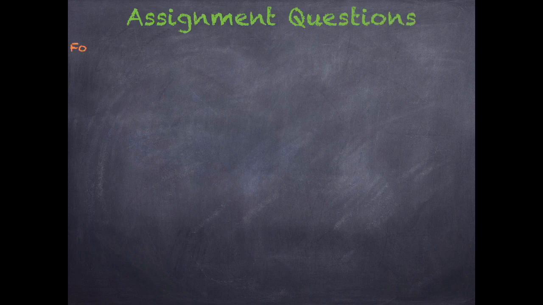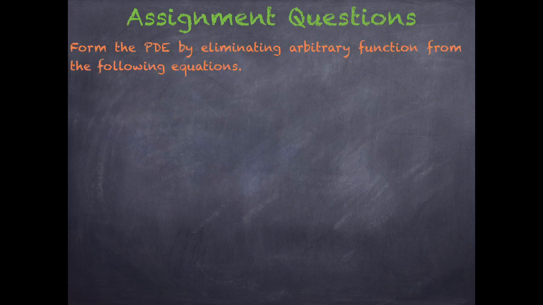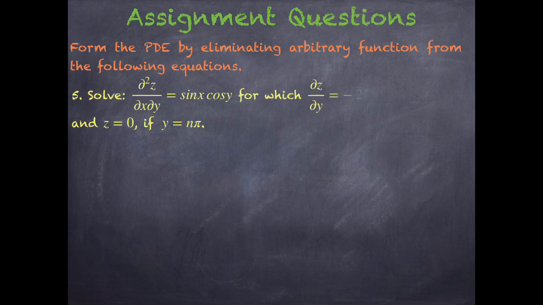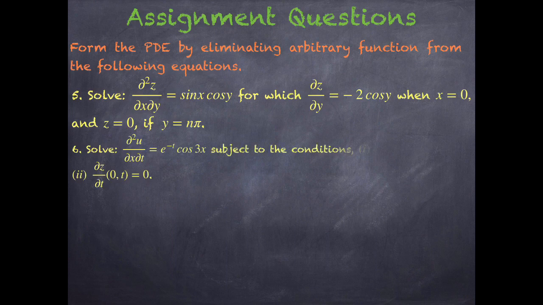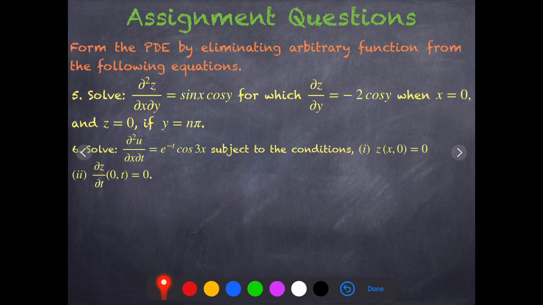Now based on this, I have given 2 assignment questions. Along with that, whatever solutions I have given, the first 4 problems you need to practice and include in the assignment also. Questions number 5 and 6 go like this. The first question is straightforward. What we did in the first question is the same, only the conditions are different. But in the second question, observe carefully: z(x,0) and ∂z/∂t(0,t) are given.